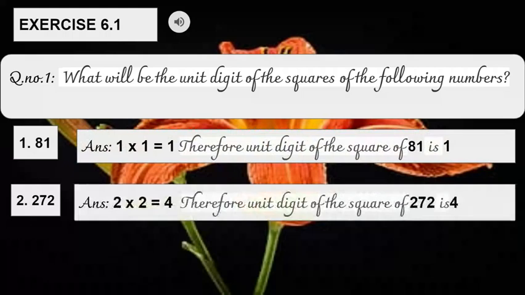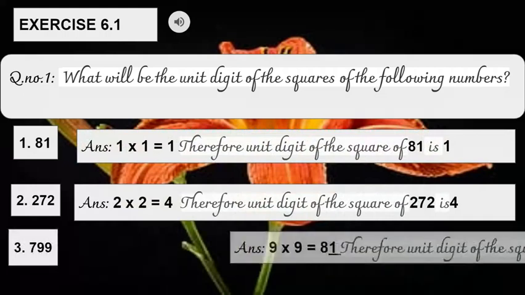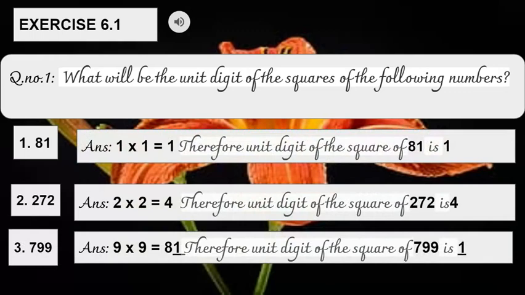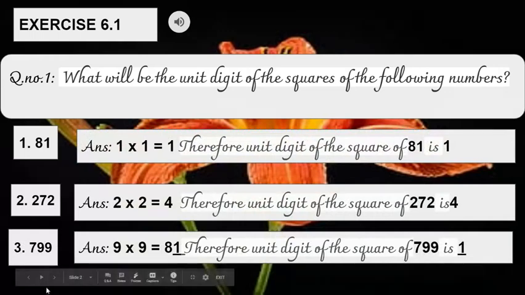Now third number is given, 799. So here at unit place 9 is there. Then what is the square of 9? That is 81. So what is at unit place? That is 1. So see the answer: 9 into 9 is equal to 81. Therefore, unit digit of the square of 799 is 1. Clear?